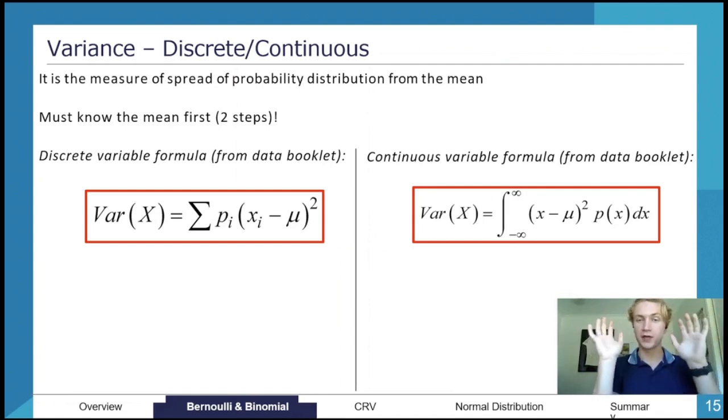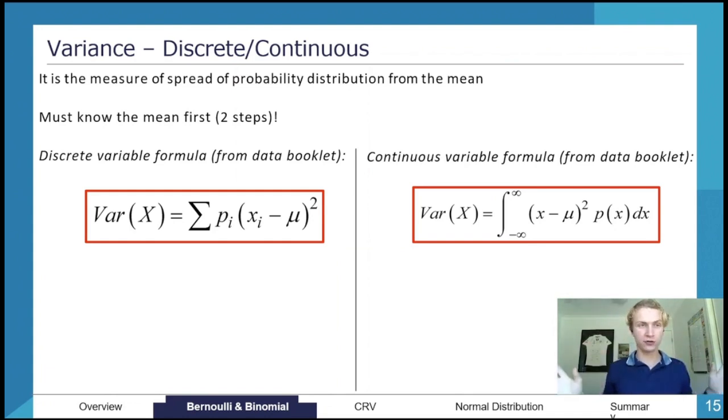Similarly, for continuous variables, remembering anything like height, anything where it's a measurement, and that measurement has lots and lots and lots of little distinctions, what are we going to do? We are going to do this x minus the mean, but this time we're talking about it in terms of an integral. Once again, this formula is in your data booklet.